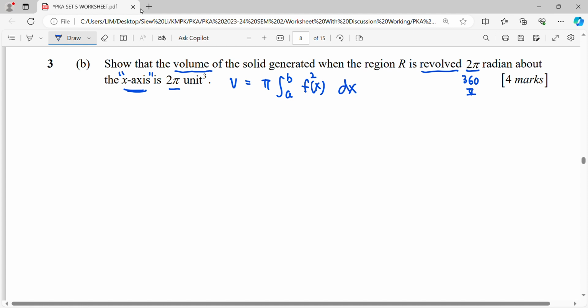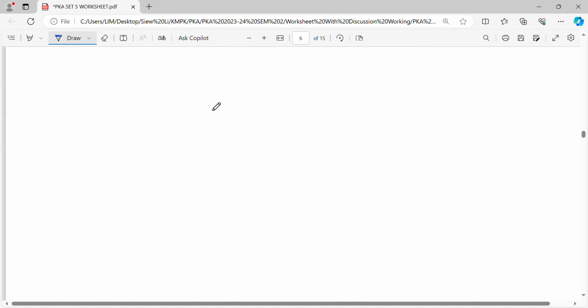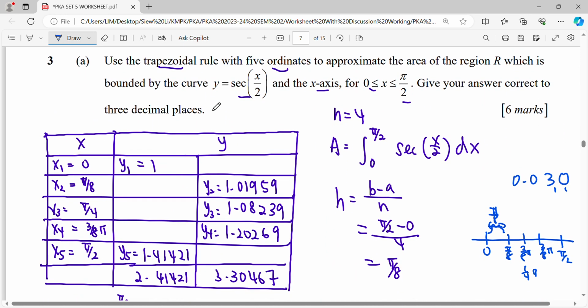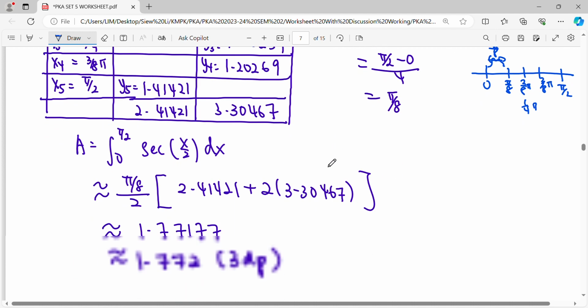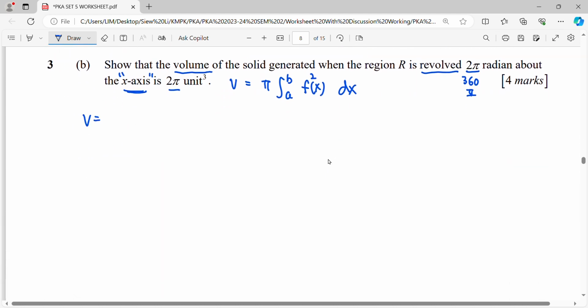Alright, so we look at the region R. The region R is bounded by the curve secant of x over 2 from 0 to pi over 2. Which means the volume generated from 0 until pi over 2, is the function secant of x over 2, squared, dx.